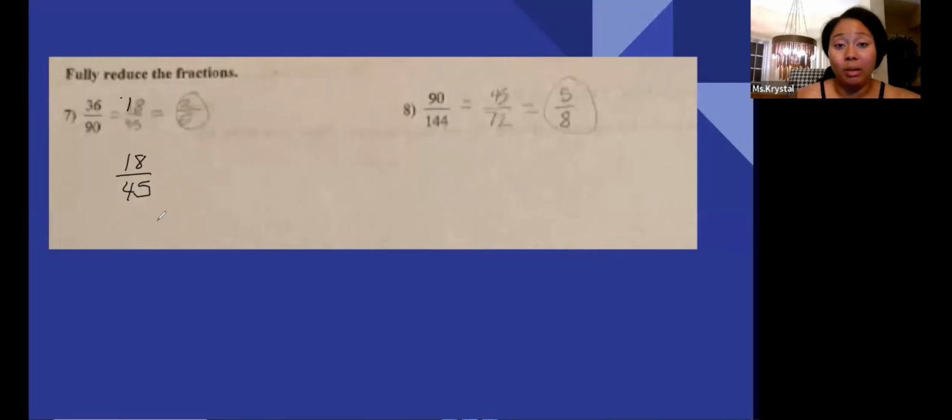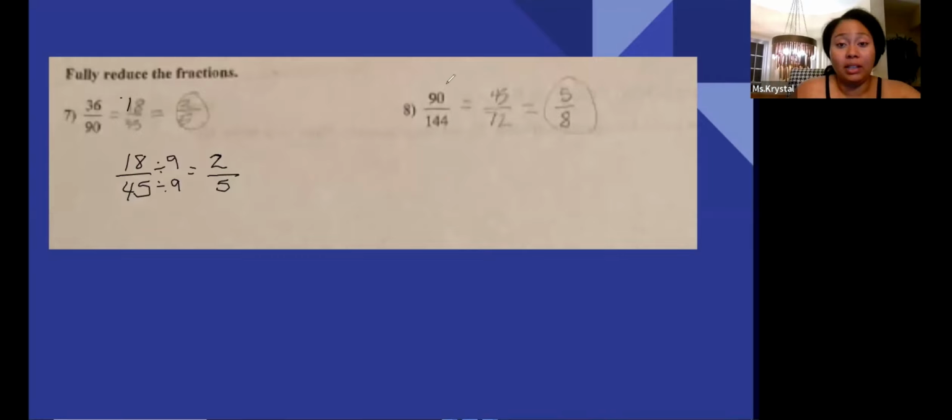So we're trying to figure out a number that goes into both 18 and 45, which in this case would be 9. So I divide the top by 9 and I divide the bottom by 9. And I get 2. 18 divided by 9 is 2, or you can think of it as 2 times 9, which gives you 18. And then 45 divided by 9 gives me 5.